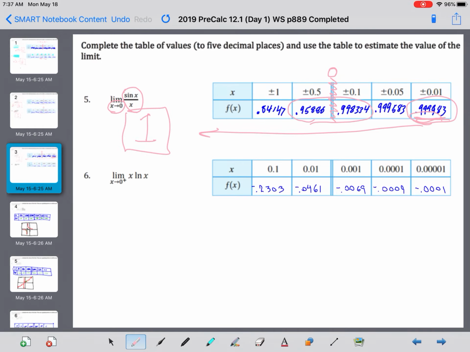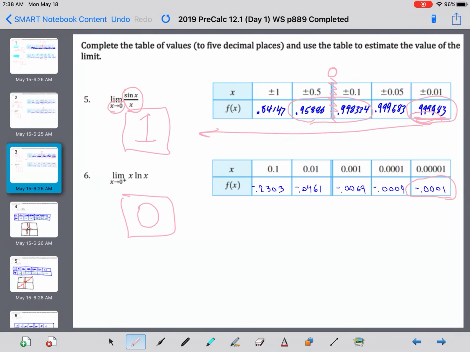And then finally, for this last one, x natural log of x as x approaches 0 from the right. Okay, so that's going to be looking at this right here. That's getting pretty close to 0 from the positive side. So that looks like it's approaching 0. And 0 is a valid approach value. Alrighty. Moving on to the last 3 here.